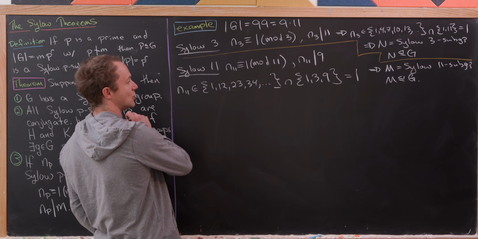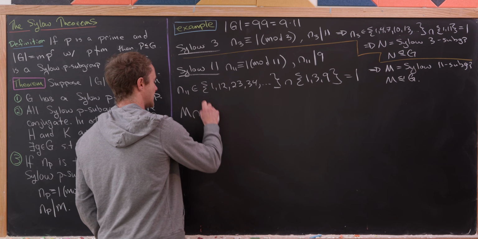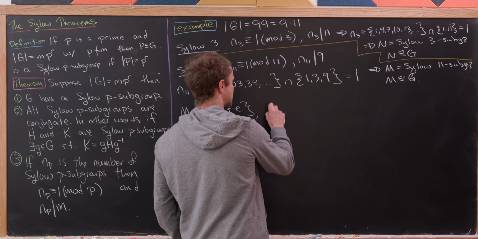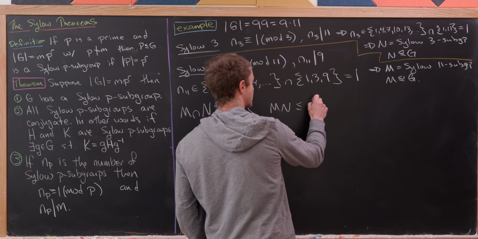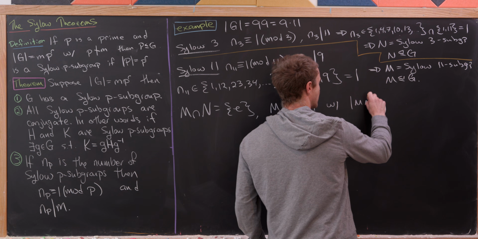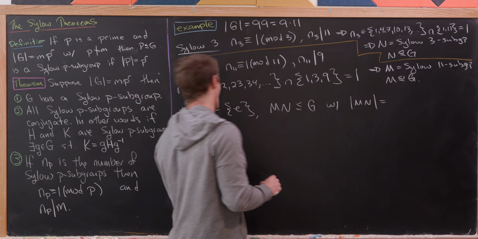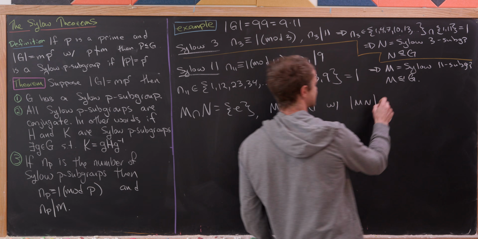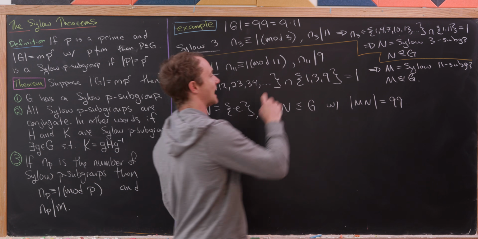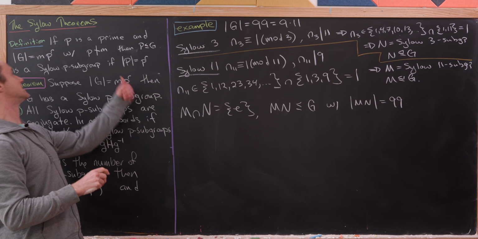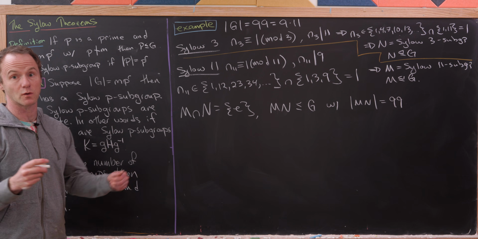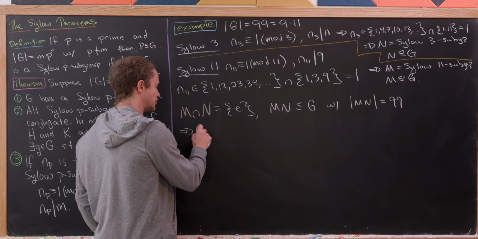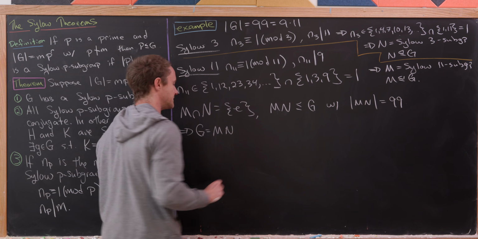So now let's note the following: M intersected with N is going to be the identity, and also that MN is going to be a subgroup of G if the order of MN is equal to the order of M times the order of N over the intersection. But in this case, that's simply equal to 99. N is a Sylow 3 subgroup, but remember that means it is order p squared, or 3 squared in this case. So that tells us what? G is in fact equal to M times N.